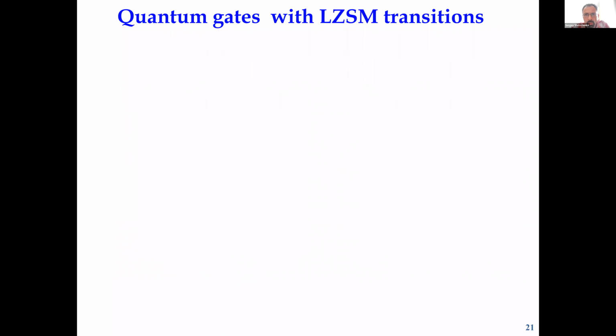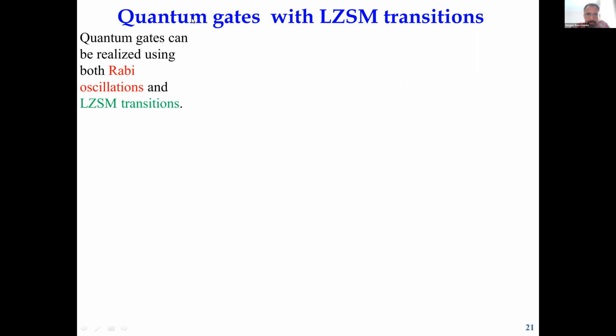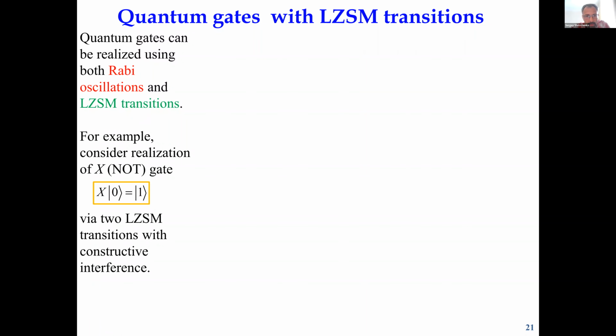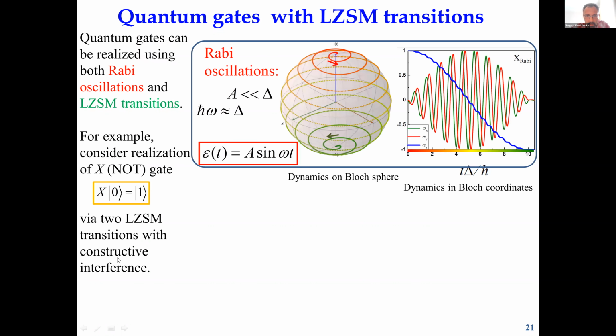Finally, I would like to give you one more illustration of what else can be done with the LZSM transitions. These are quantum gates. Most commonly, these are realized with Rabi oscillations, but alternatively, these can be realized with non-adiabatic transitions. For example, in this slide, I would like to show you how to realize an X or NOT gate via two consequent LZSM transitions under the condition of constructive interference.